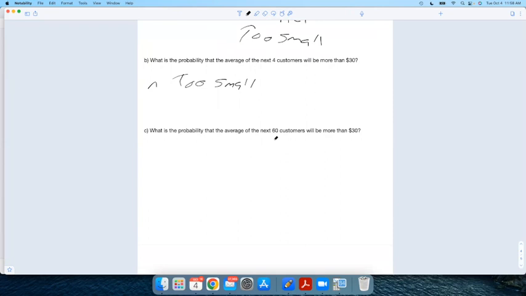So now, okay, here we go. So now n is 60. That's bigger than 50. It's probably okay. And we're told a sample mean of $30. And in fact, we want the probability, capital P, that X bar is bigger than or equal to 30.